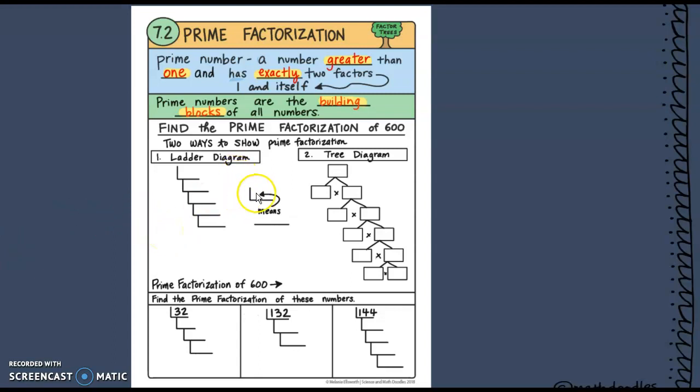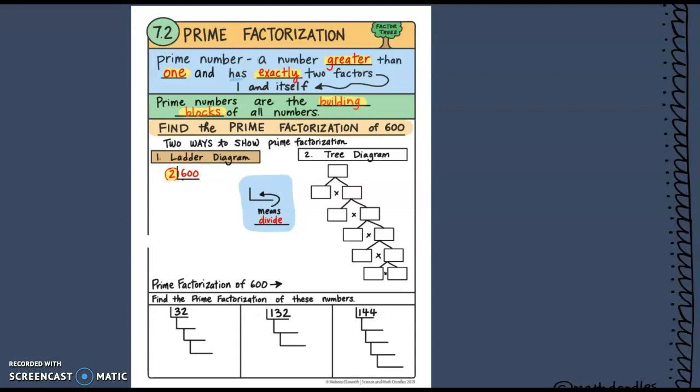This little bar right here kind of looks like an upside down division bar. Well, we know that that's going to mean to divide. You may have used a similar method when dividing. Also, you may have used this method when finding the GCF or the LCM. So this is another symbol for division. We're going to start with our first number, which is 600, and we are going to divide it by a prime number. So 600 can be divided by 2.